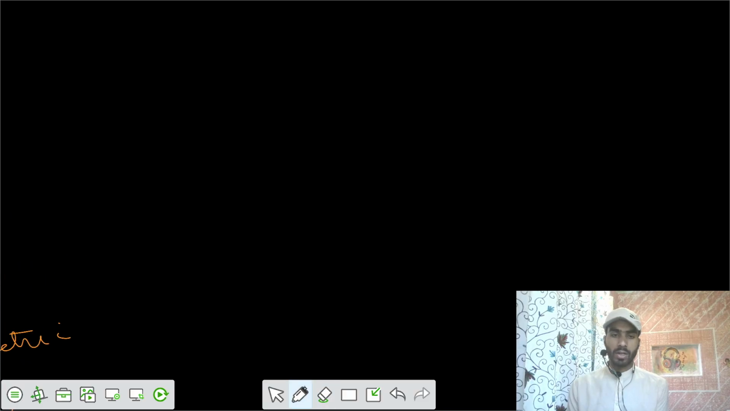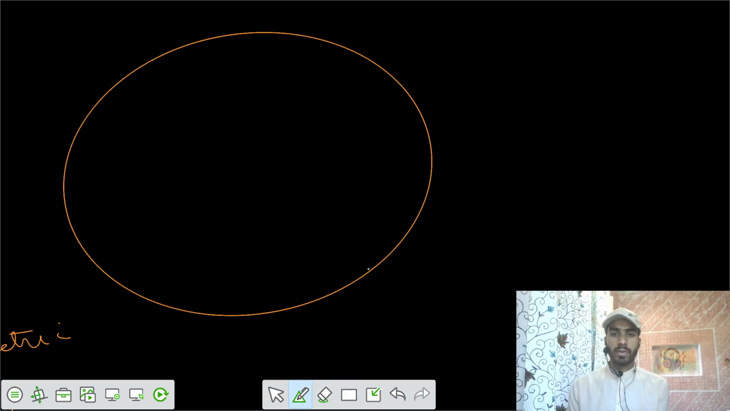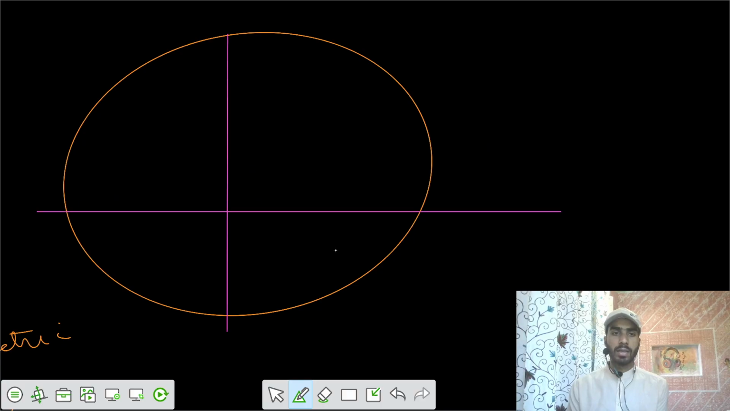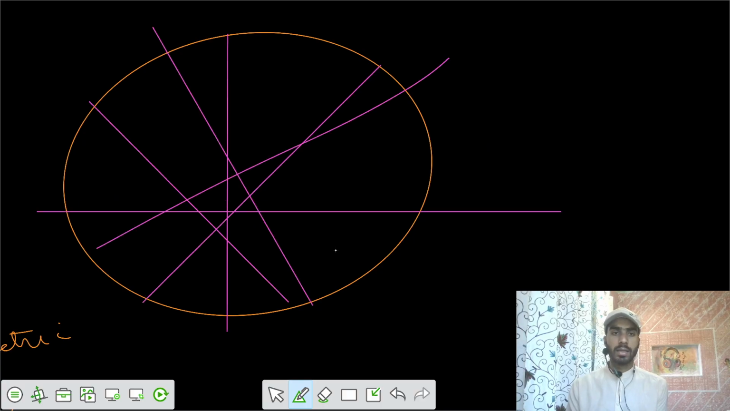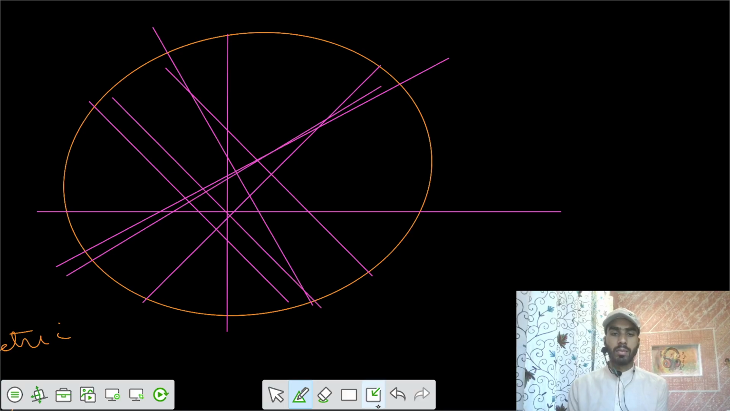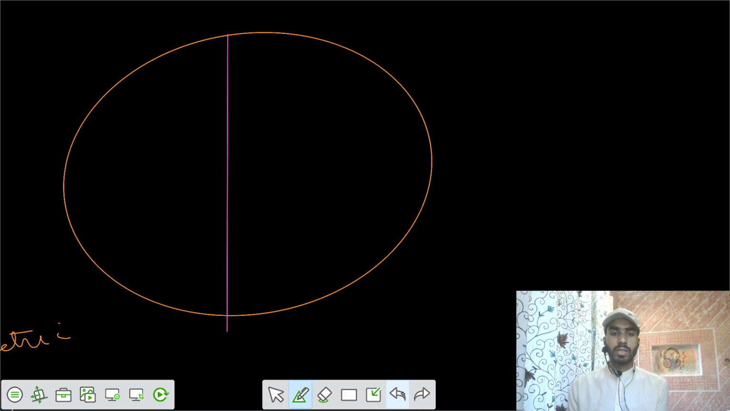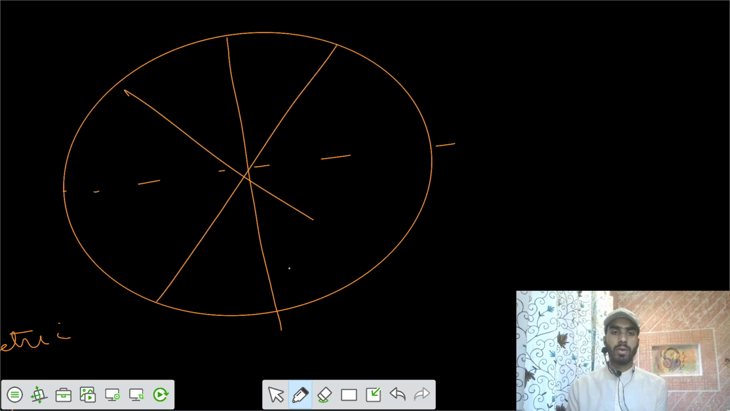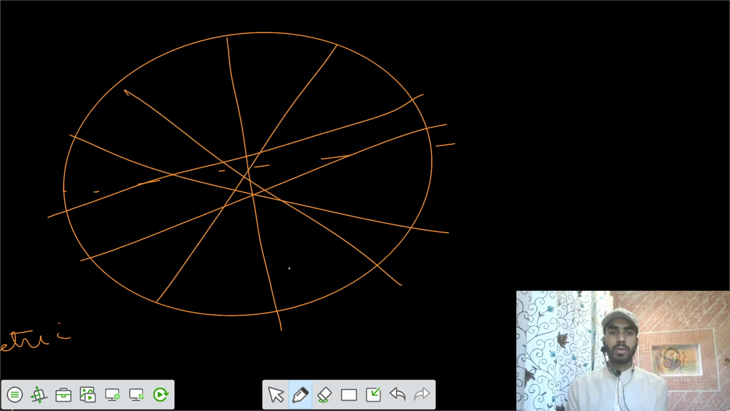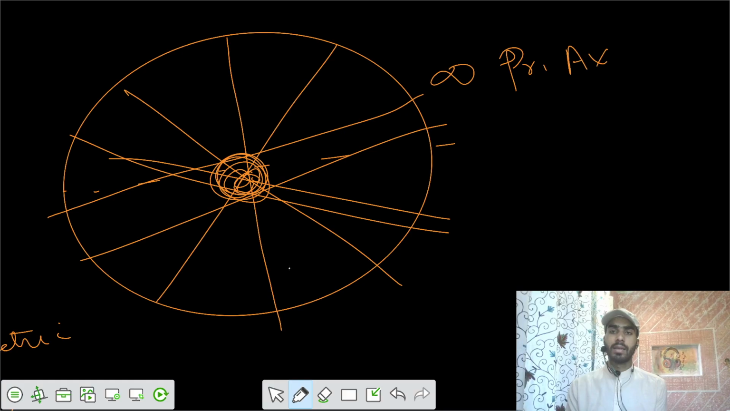Now if you talk about a circle, we can have an infinite number of principal axes. But they should pass through the centroid. Let's say this is one principal axis, this is one, and this one. So you have an infinite number of principal axes passing through the origin.